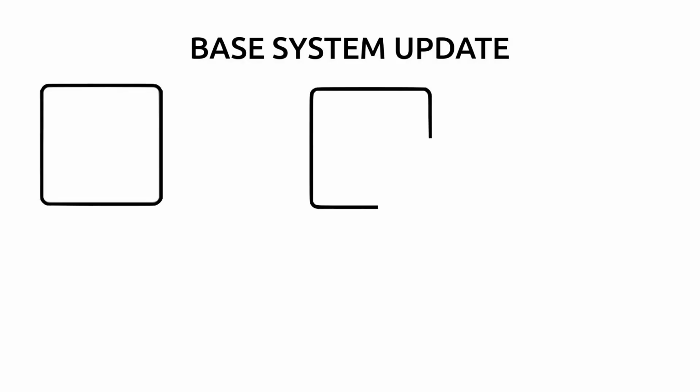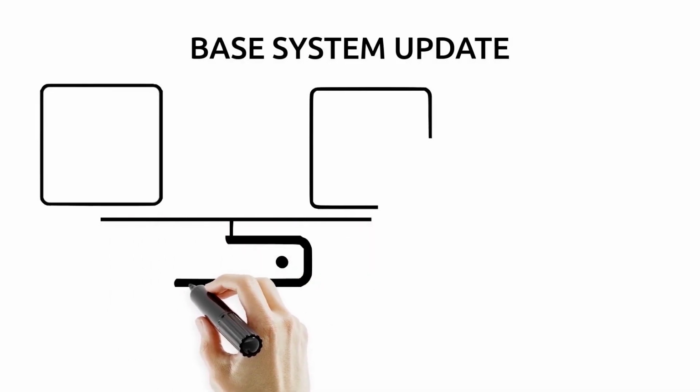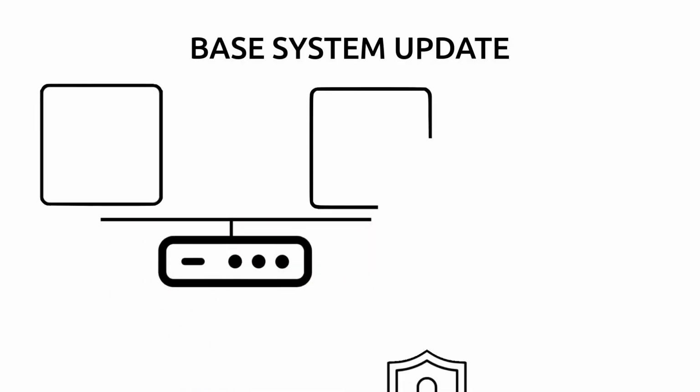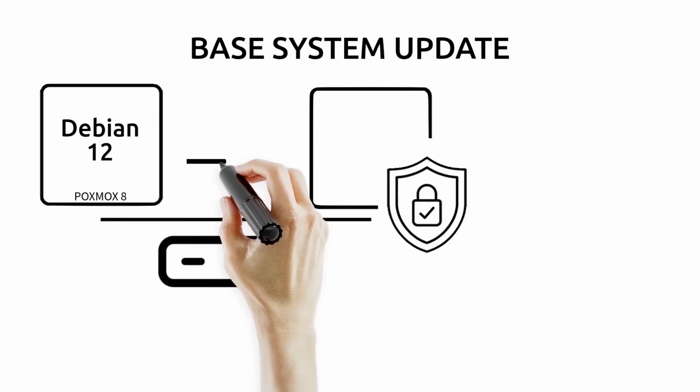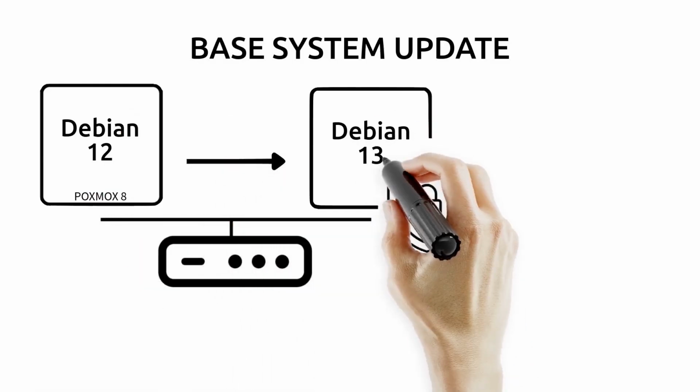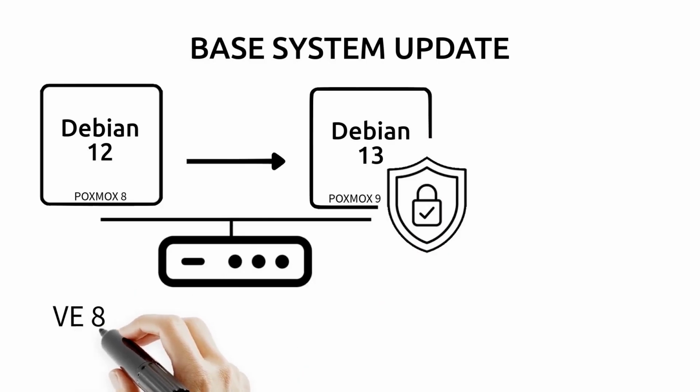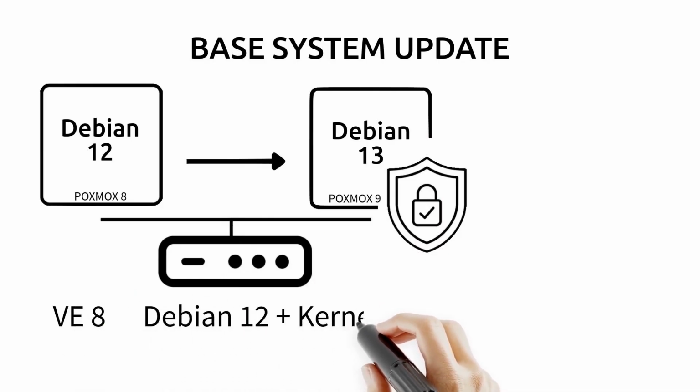Proxmox virtual environment is built directly on Debian Linux. In Proxmox 8, the platform runs on Debian 12, also known as Bookworm. With Proxmox 9, the base has been upgraded to Debian 13, Trixie.